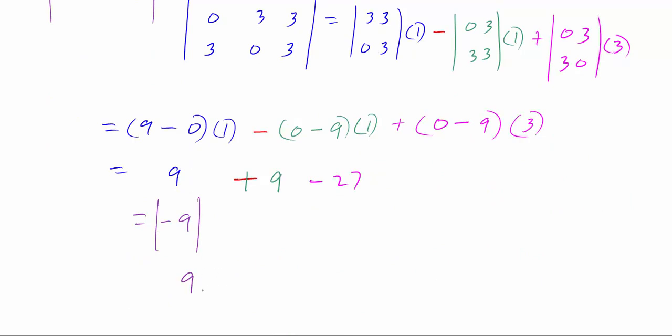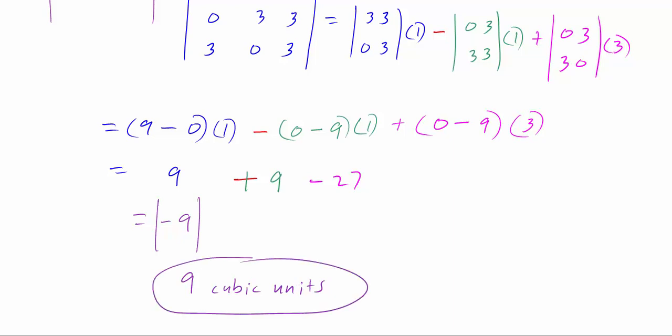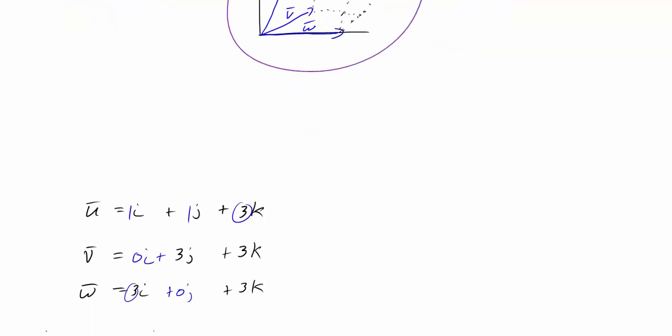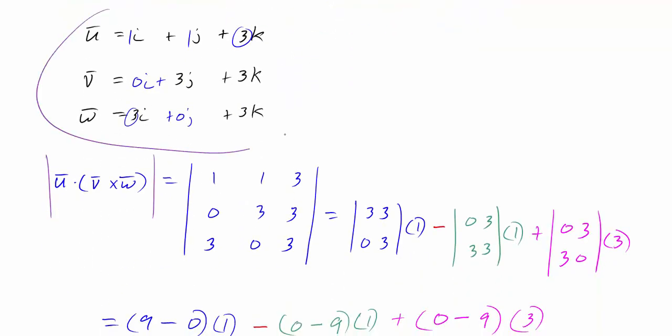And then this would be 9 cubic units. So whatever the units are, it'd be your units cubed. So here is the volume of whatever this parallelepiped shape that we have given these 3 vectors as the edges. Now this one's a little bit different. We can do this by hand fairly easily.